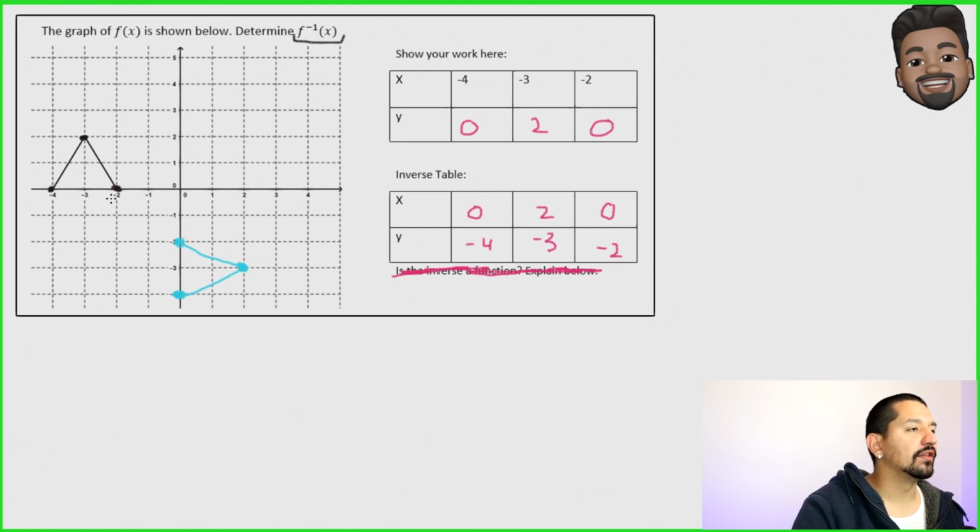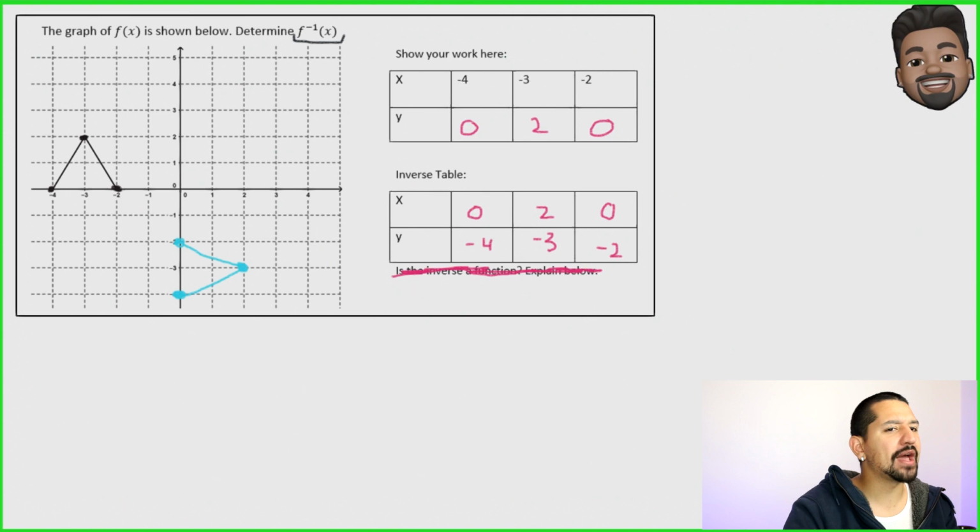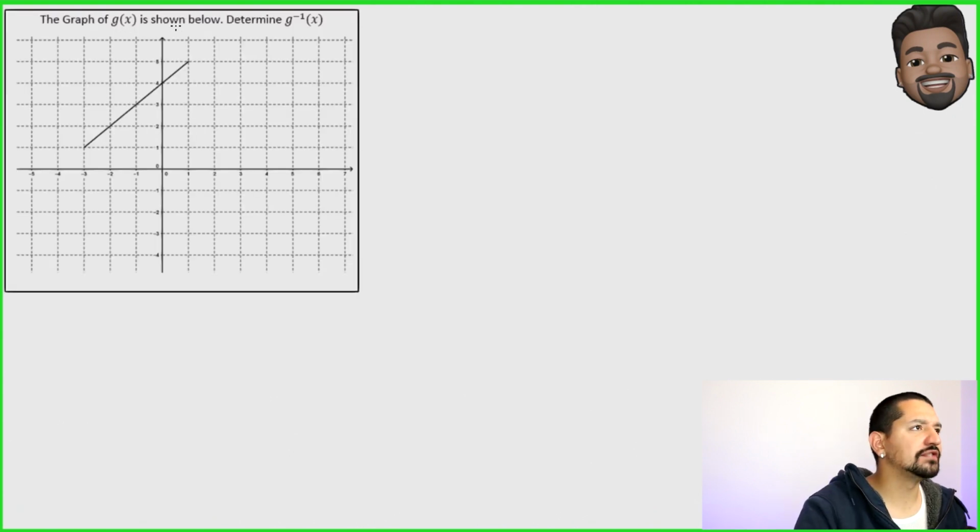So check that out. Notice how these two look somewhat reflected, right? They look a little reflected. Here's this one and here's that one. Well, let's do one more and see if we can find a pattern with graphs. So here's the graph of g of x. Determine the inverse of g.